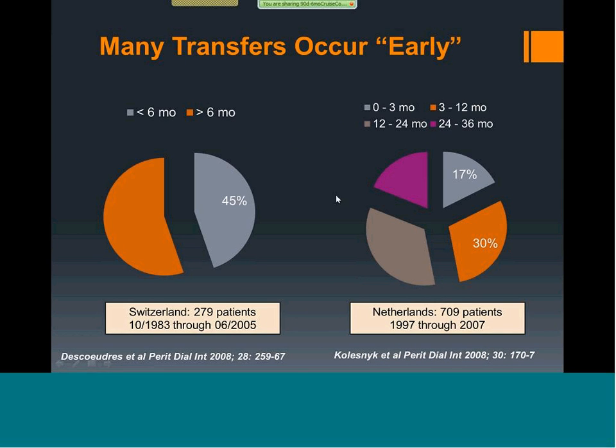And if you go on further, if you just go on to experience from around the world, this is from Switzerland and this is Netherlands, and you can see almost half the patients in Switzerland, and there's one unit, transferred to hemodialysis, transferred within the first 6 months. And it's experienced from many centers in the Netherlands.